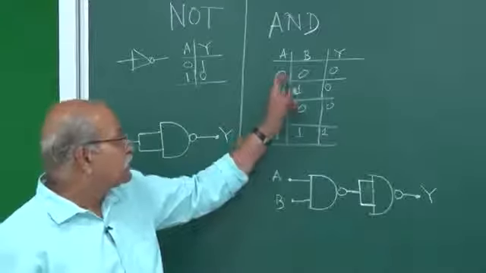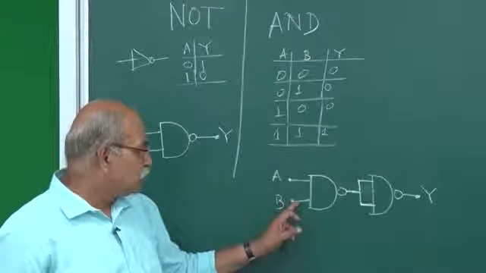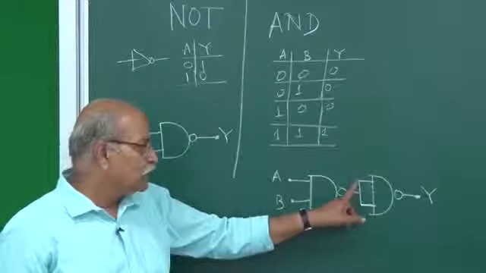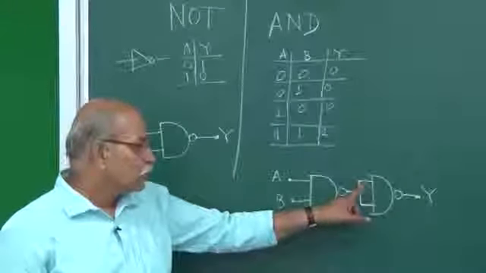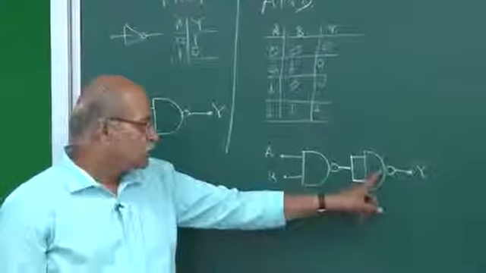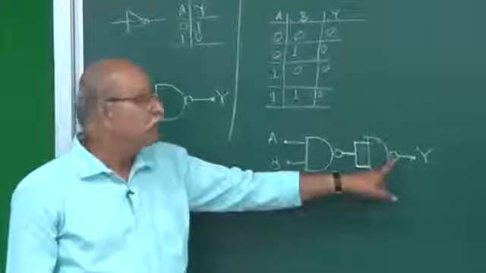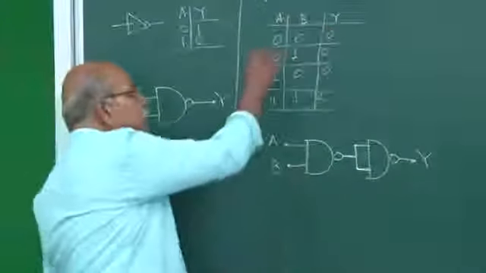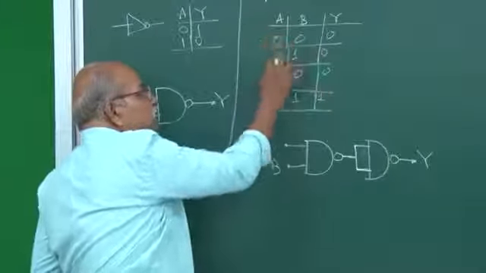So start again. 0 0 gives me 0 here, and gives me 1 here. So 1 goes here, 1 goes here. 1 and 1 will give me 1. NOT of that will give me 0. So I get 0. So this is done. Now let us see this one.